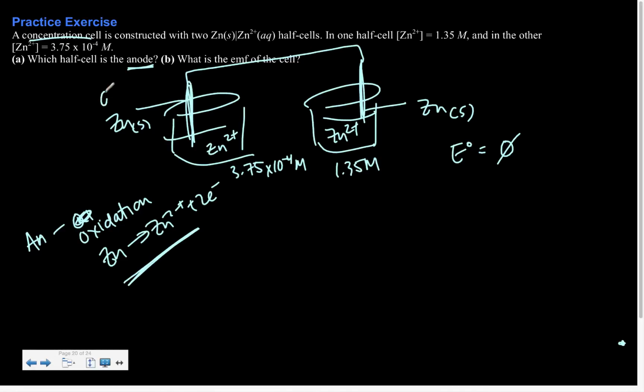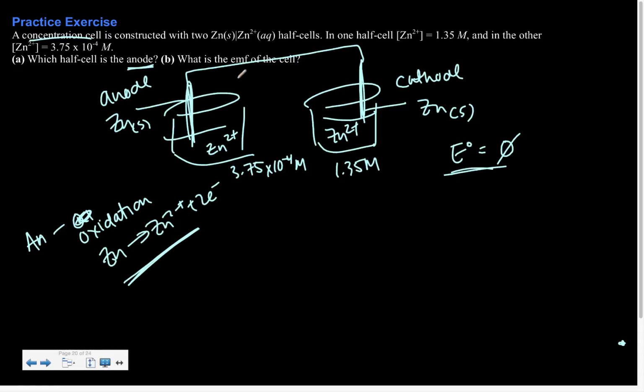Right, this one is the anode, because the anode is the place where we're going to make zinc ions, right? That means here, where we have the lesser concentration of zinc ions, that's where we're going to make more ions, meaning that this half cell is our anode, and this half cell then becomes our cathode. Yes? All right.